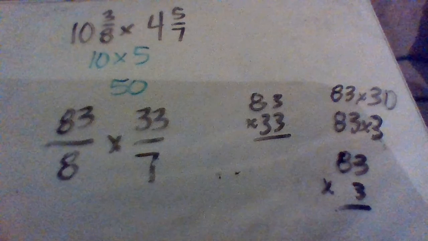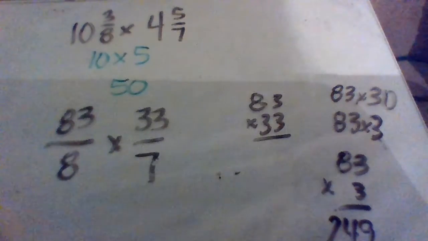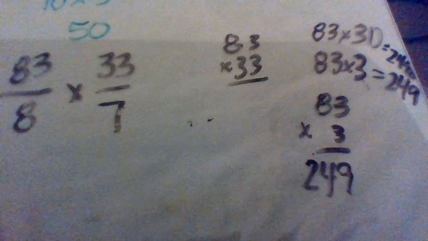If I do the 83 times 3, 3 times 3 is 9, 3 times 8 is 24. Okay, so 83 times 3 is 249, so I picked the edge to use, right? If I'm doing it times 30, I'm going to keep the same thing, 249. Then I'm going to put a 0 on the end because that was with the 10. Then I'll just add these together.